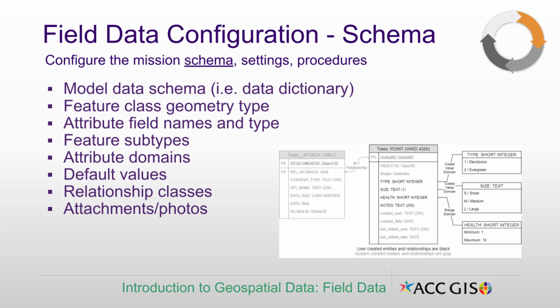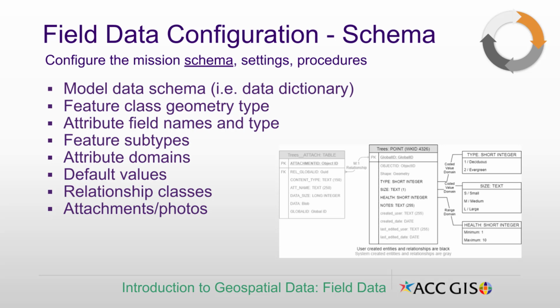The second phase in the field data collection workflow is configuration, where you're configuring the mission schema, settings, and procedures. We'll start with the mission schema, which is really just the data structure, right? Where we model our data schema, for example, utilizing an ER diagram like you see in the lower right-hand corner, or maybe it's just a data dictionary where you're listing out all the fields and the field types that you're going to be collecting in the field.